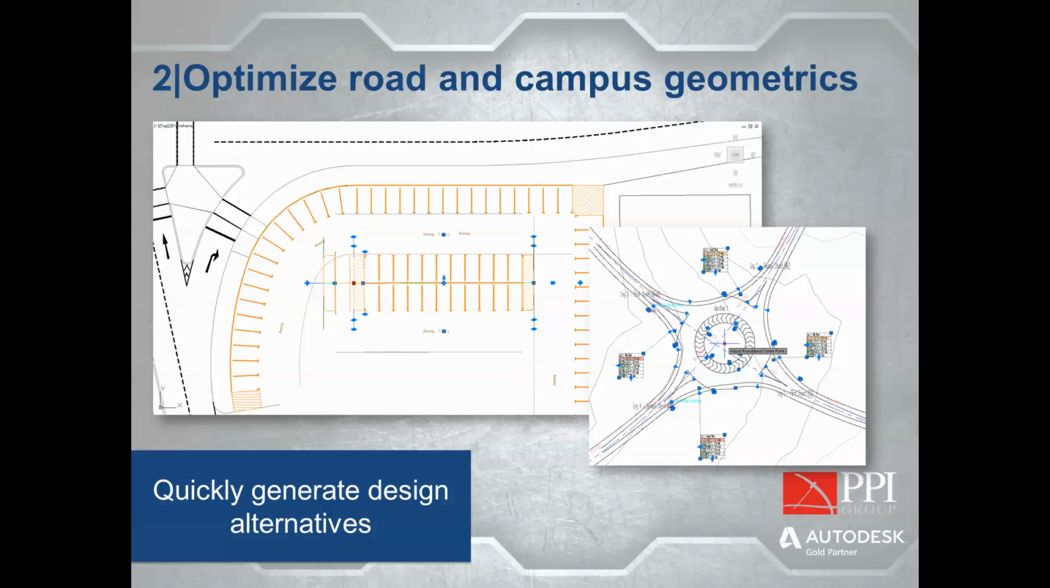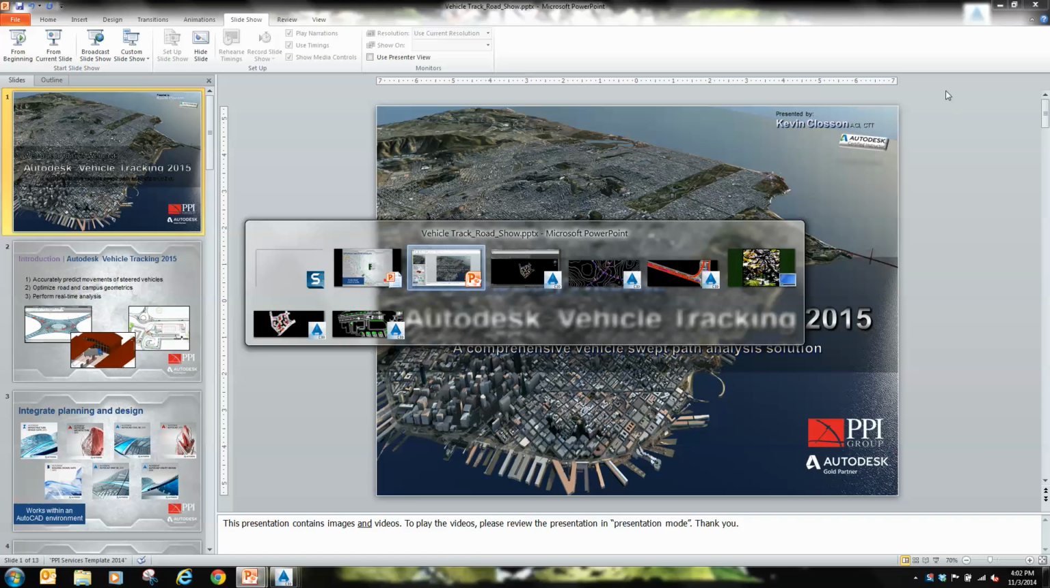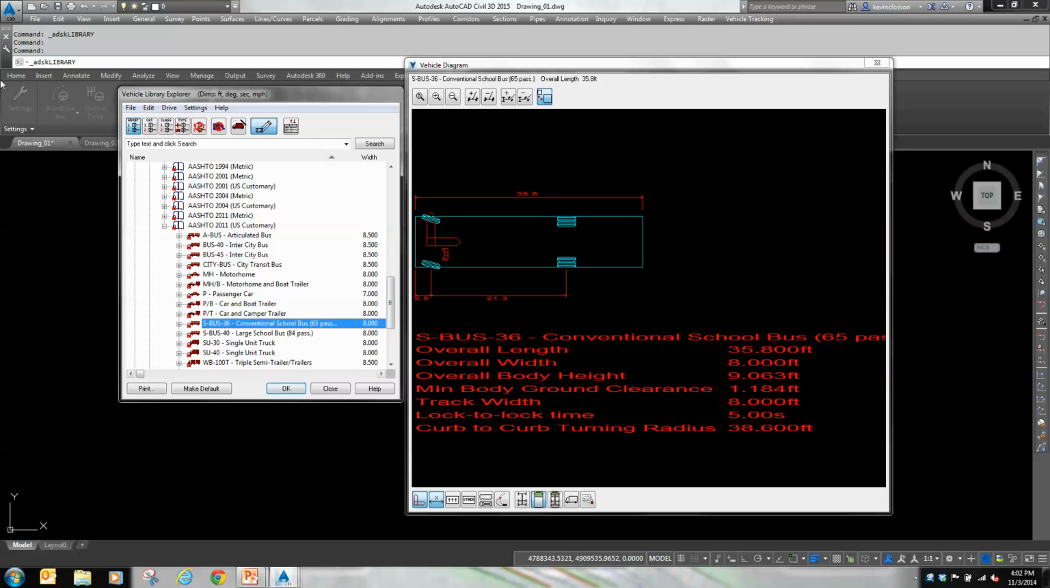And then, like I said, with the second part here, optimizing road and campus geometrics, I'm going to quickly lay in some parking lots, and we can take a look at what we do. Do we like it? Do we want to keep it? Do we want to change it? And all of this is being kept within charts that we can extract that information from as we go, or extract the properties. And then, like I said, we can perform real-time analysis, and in this case you can see on my slide that we're looking at a roundabout, and we can move that around and see these numbers update as we go.